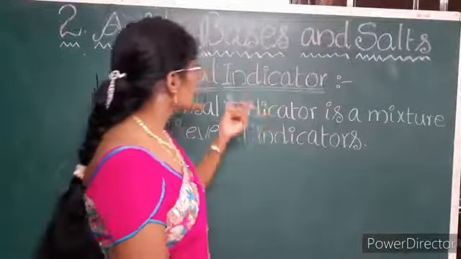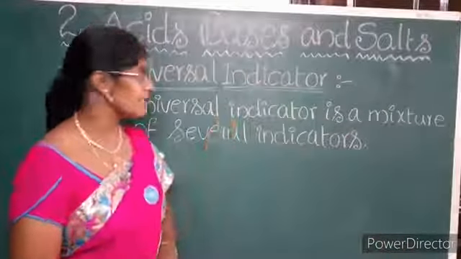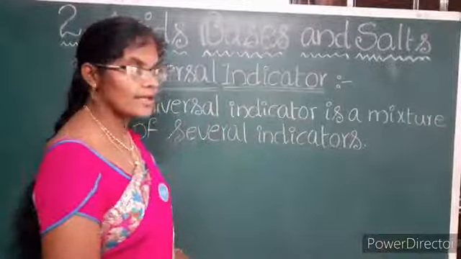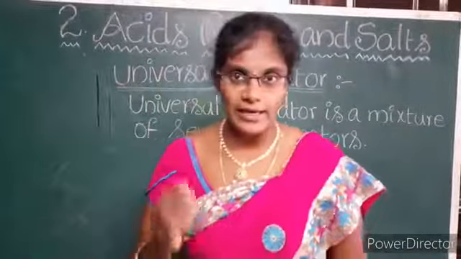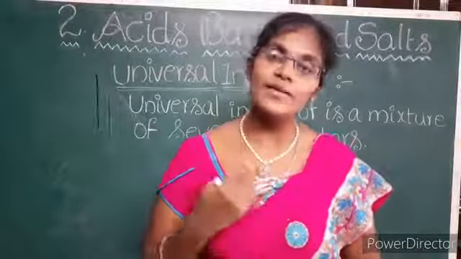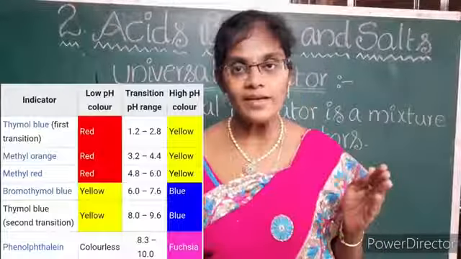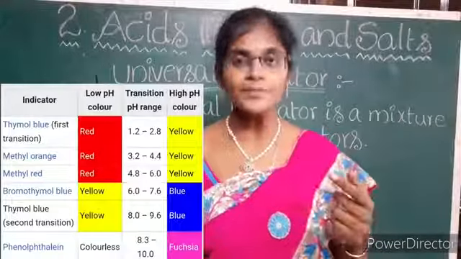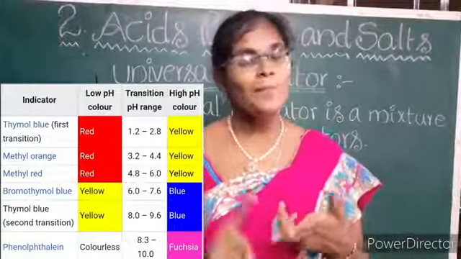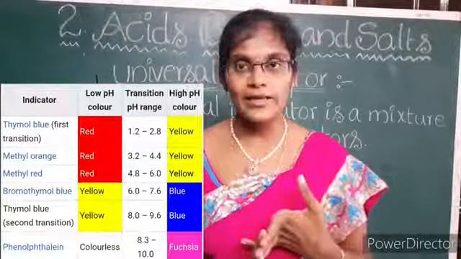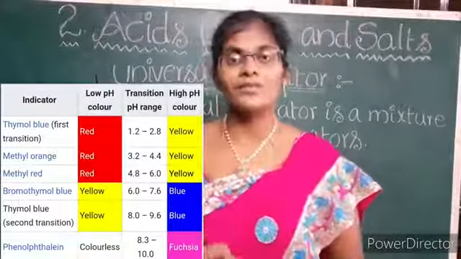Okay, children, what is meant by universal indicator? Universal indicator is a mixture of several indicators. The main indicators used to prepare the universal indicator are methyl orange, methyl red, phenolphthalein, thymol blue, etc.